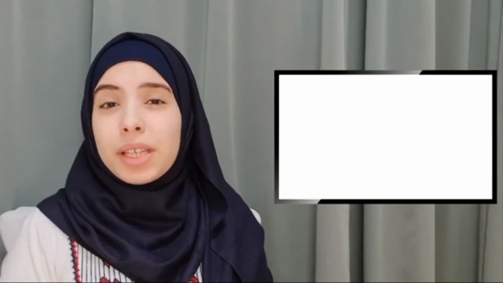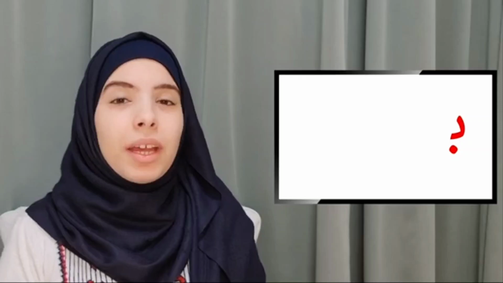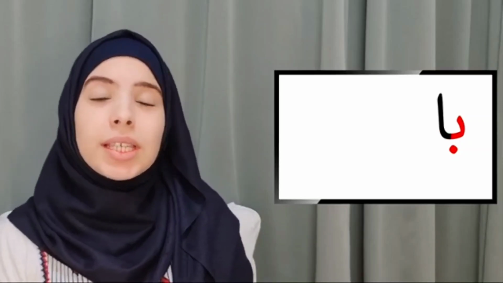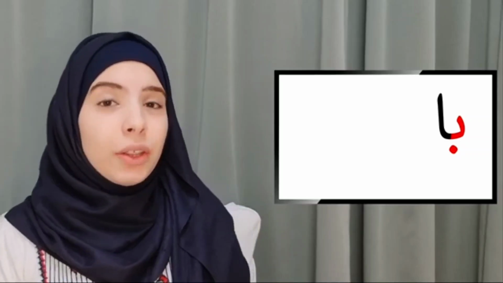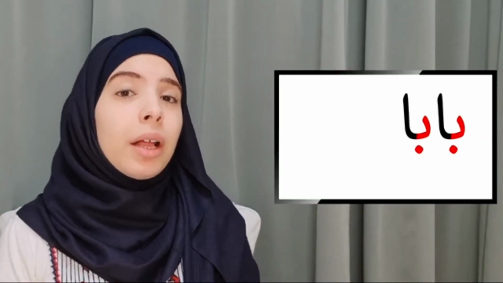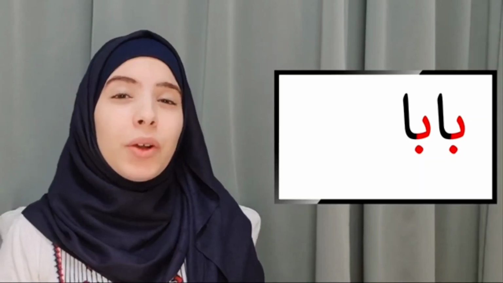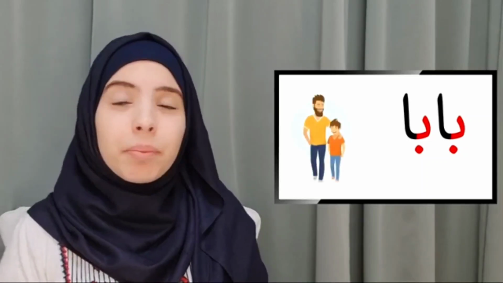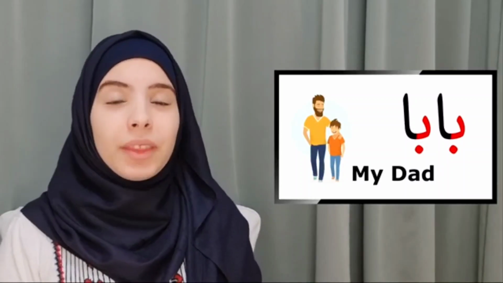Today we've learned 2 letters. Can we make words out of them? Fortunately, yes. So let's do it. Here we have ba, ba. And we add the long vowel, so it is ba, ba. Let's add another ba, baba. That's how we call our dads in Arabic. It means my dad. So baba.